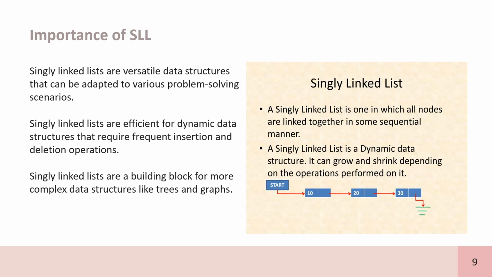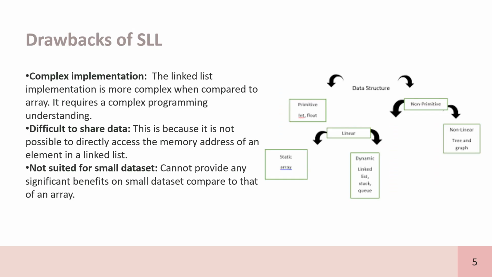Importance of a singly linked list. Singly linked lists are versatile data structures that can be adapted to various problem solving scenarios. They are efficient for dynamic data structures that require frequent insertion and deletion operations. They are a building block for more complex data structures like trees and graphs. That means trees and graphs can be implemented using singly linked lists. It's the most basic data structure which can help make more advanced data structures.